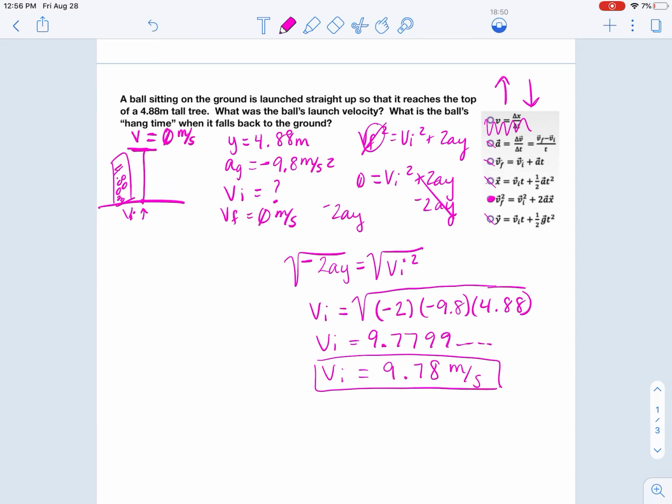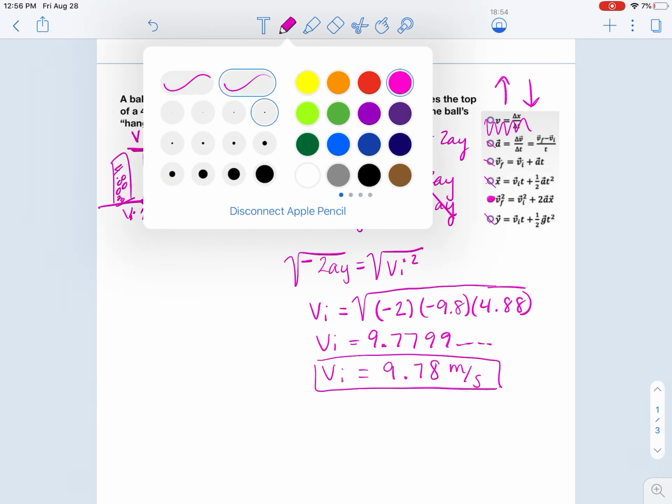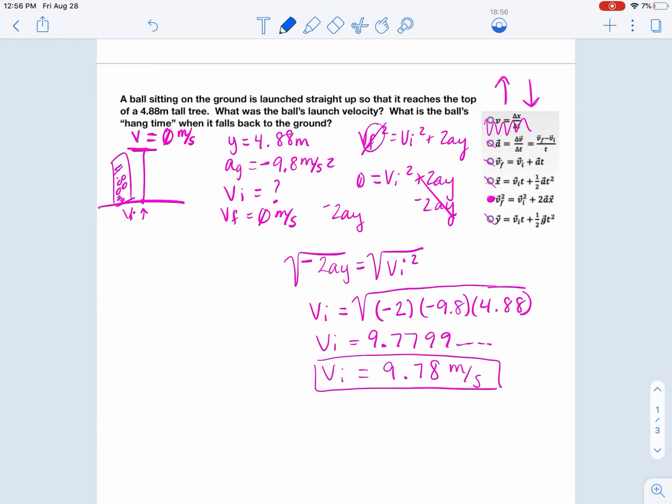The next question says, what is the ball's hang time if it falls back down to the ground? So now it is asking me to find the time, but what does it mean by hang time? Hang time is another way of asking for the total time. So that means they want me to allow my object to go up and come back down.